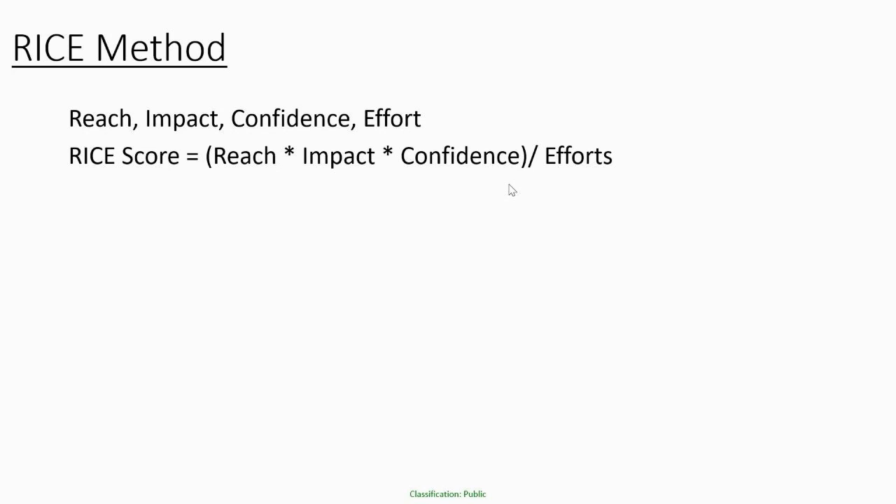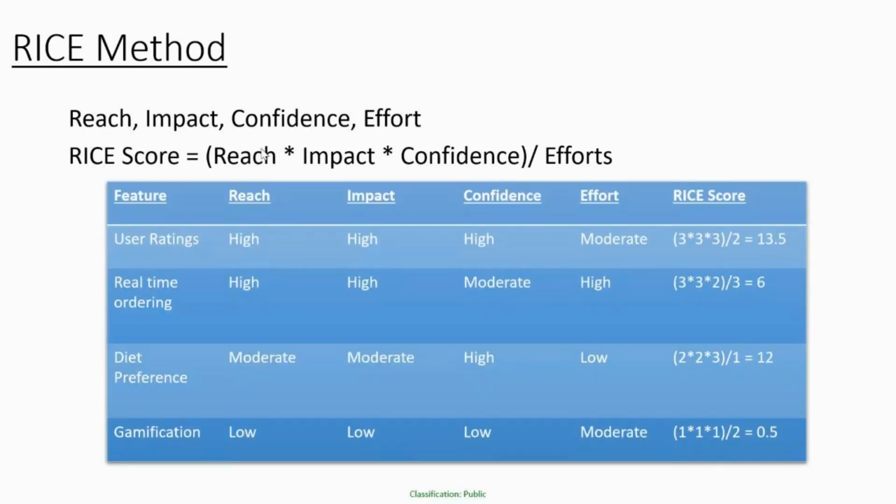Now let's take an example so that things become very clear to all of us. Okay. Now again, going back to our food delivery app, do not focus on the entire table. Just look at the leftmost column, which is the feature. Okay. So here we are considering 4 features. One is user ratings, second one is real-time ordering, third is diet preference, and fourth is gamification. Okay. These are the 4 features. Now we are going to prioritize these 4 requirements and see which one is going to have a higher score and which is going to have a low score. On the top row, you have the parameters reach, impact, confidence, effort, and the RICE score.